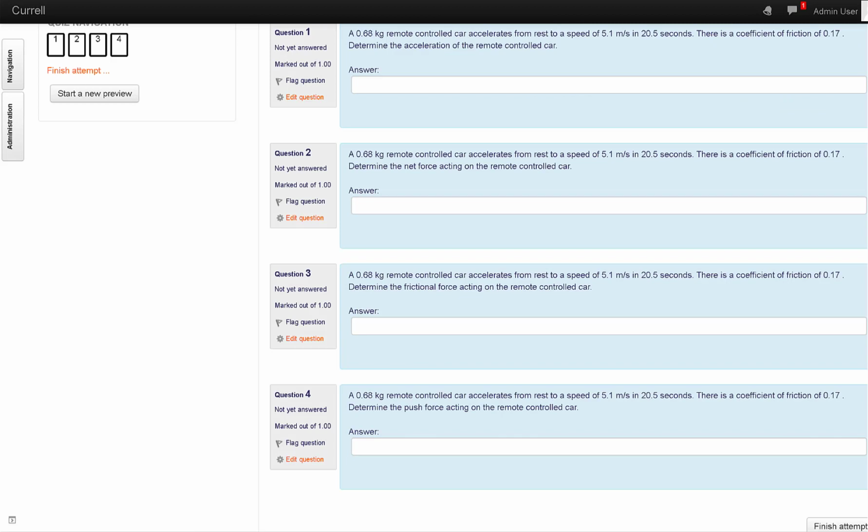So here is my version of the quiz. Each version will have different numbers. It's the same question over and over, except it says determine the acceleration, the net force, the frictional force, and the push force. A 0.68 kilogram remote control car accelerates from rest to a speed of 5.1 meters per second in 20.5 seconds. There is a coefficient of friction of 0.17. Okay, let's start working on this.